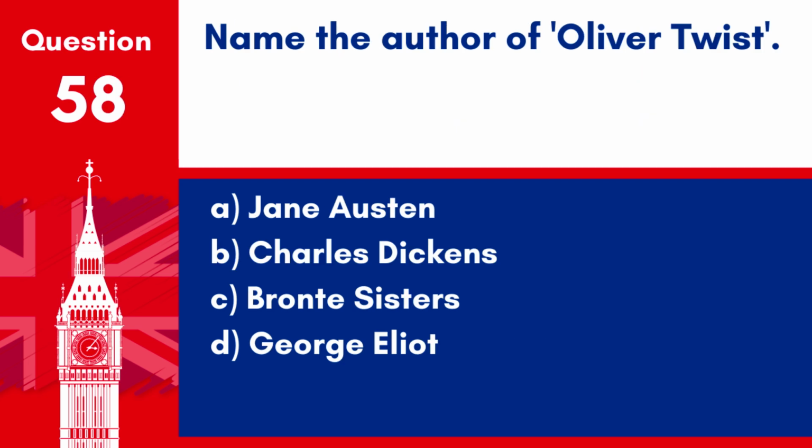Question 58. Name the author of Oliver Twist. A. Jane Austen. B. Charles Dickens. C. Bronte Sisters. D. George Eliot. Answer: B. Charles Dickens. Charles Dickens, a prominent Victorian author, wrote Oliver Twist, which is one of his most famous works that critically explores the social inequalities of 19th century England.